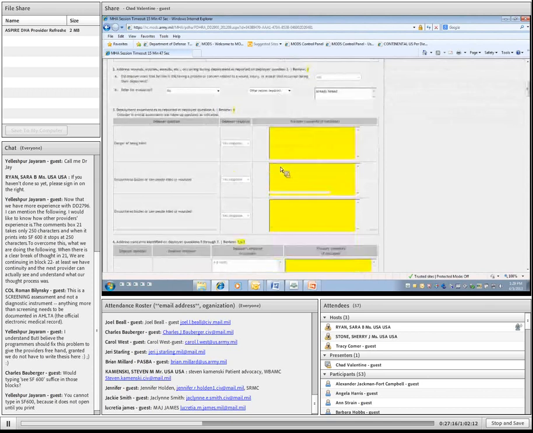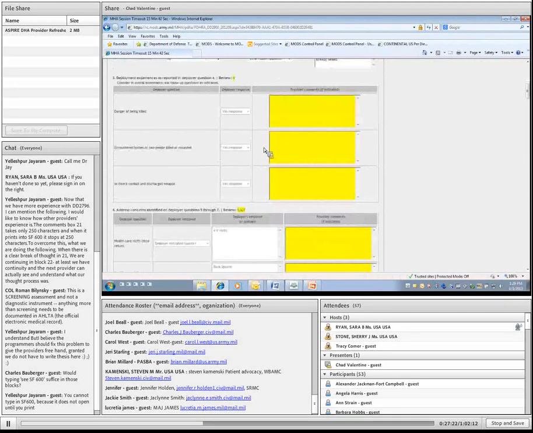The next question we have is for referral. I'll go ahead and indicate a referral, that way when we get to block 16 and 17, I can show you how the functionality works for those of you who haven't seen it.